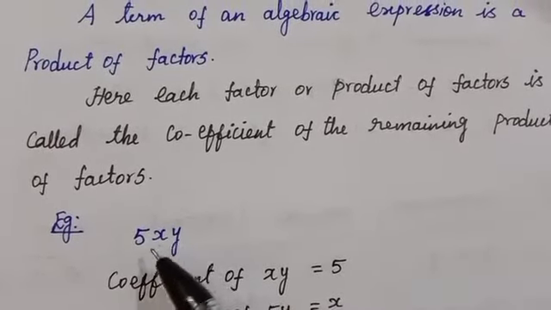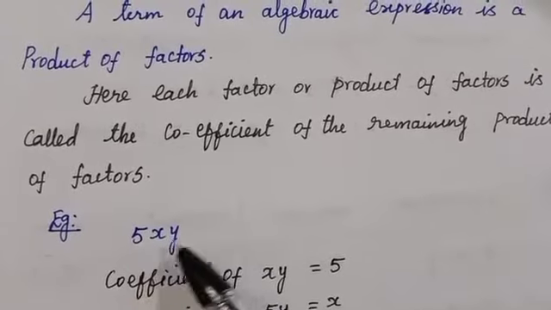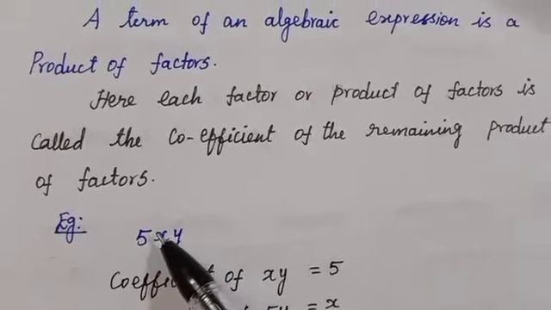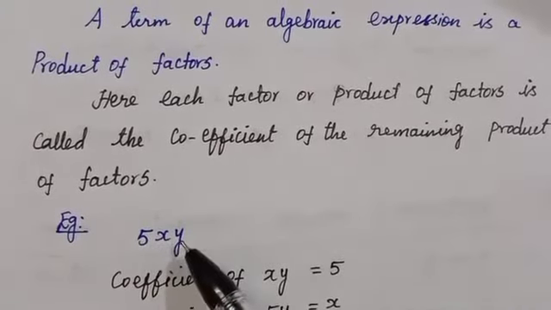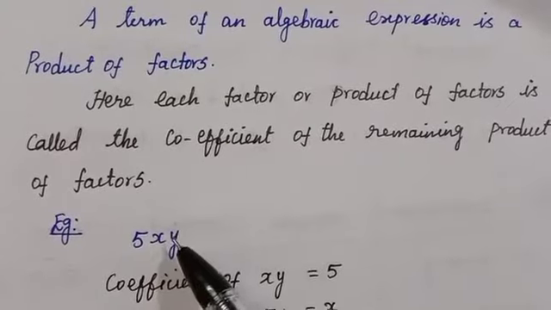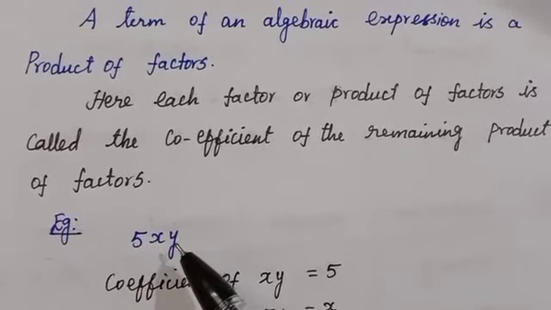Suppose you consider the term 5xy. It is only one term, 5xy, because addition or subtraction is not used. It is considered as only one term. Suppose a plus or minus is in between, it separates them as terms.